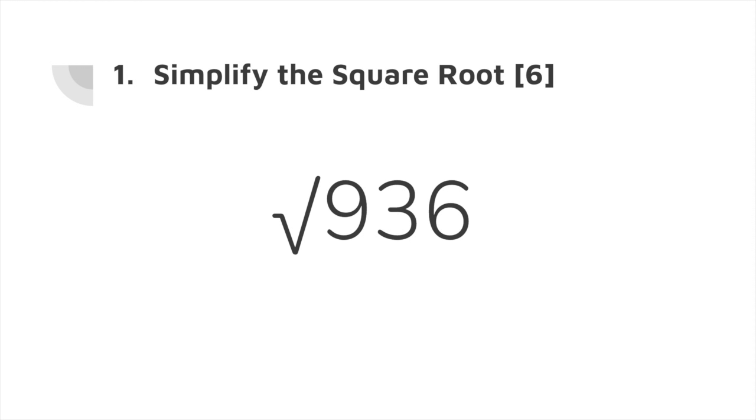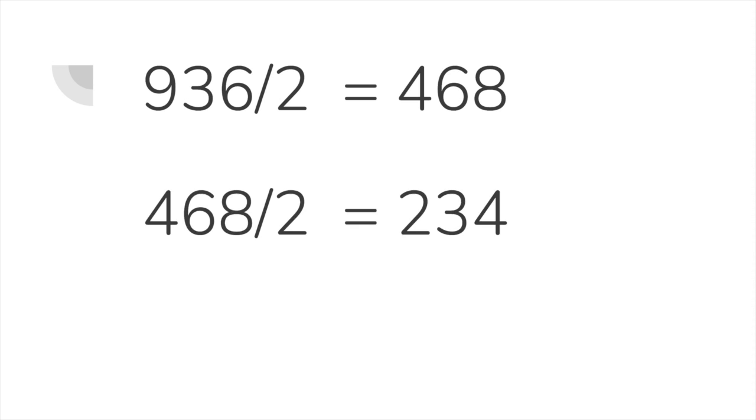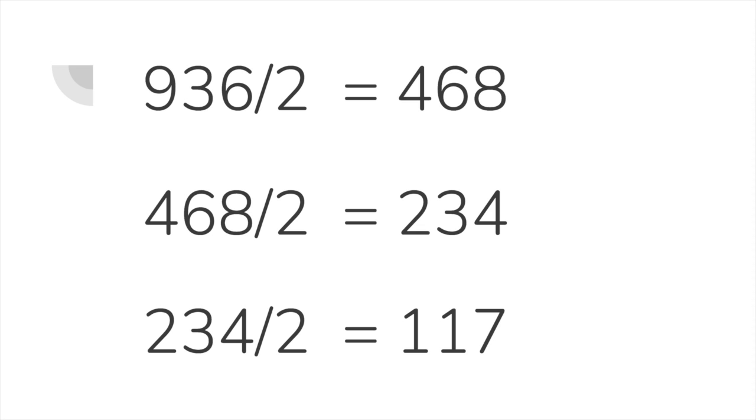Let's try out another problem. Here we have the square root of 936 and we have to simplify it. This number looks intimidating, but let's stick to the basics. First, we can start by dividing by 2 since we have an even number in the ones digit. 936 divided by 2 is 468. We can still keep dividing. 468 divided by 2 is 234, which when divided by 2 is 117.